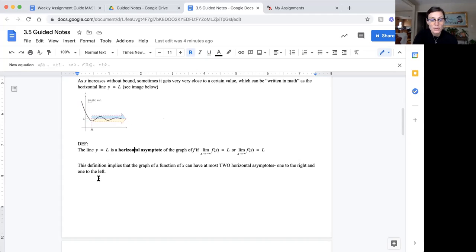This definition implies that the graph of a function of x can have at most 2 horizontal asymptotes, one to the right and one to the left. One as x approaches infinity and one as it approaches negative infinity.